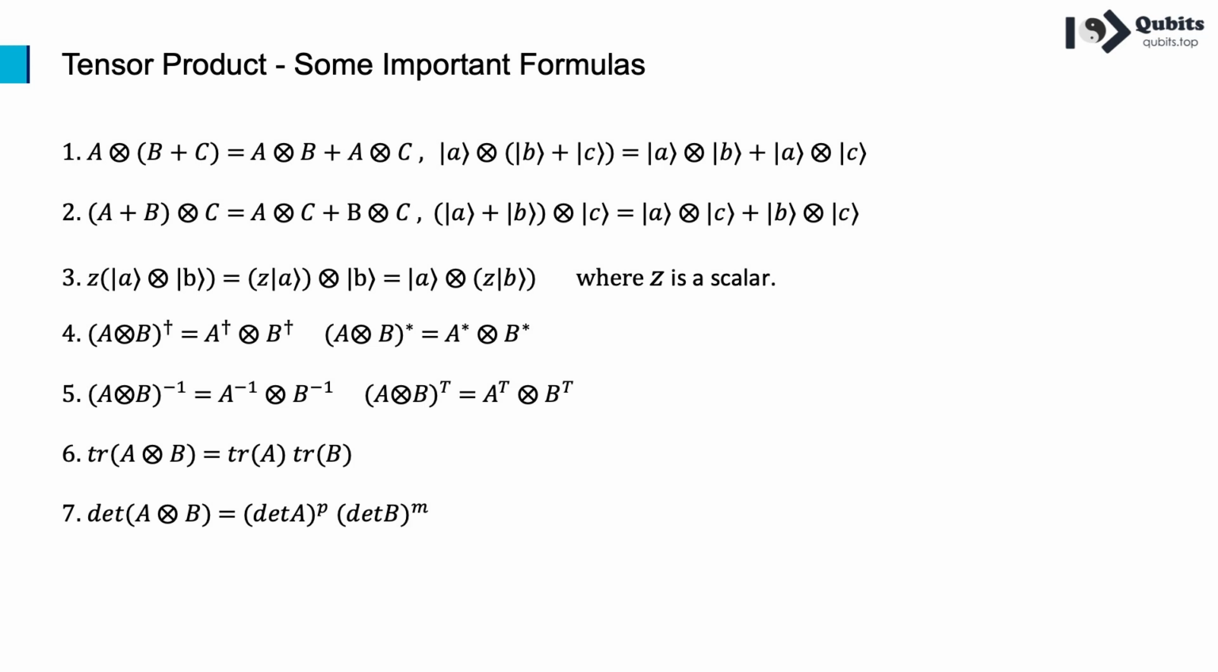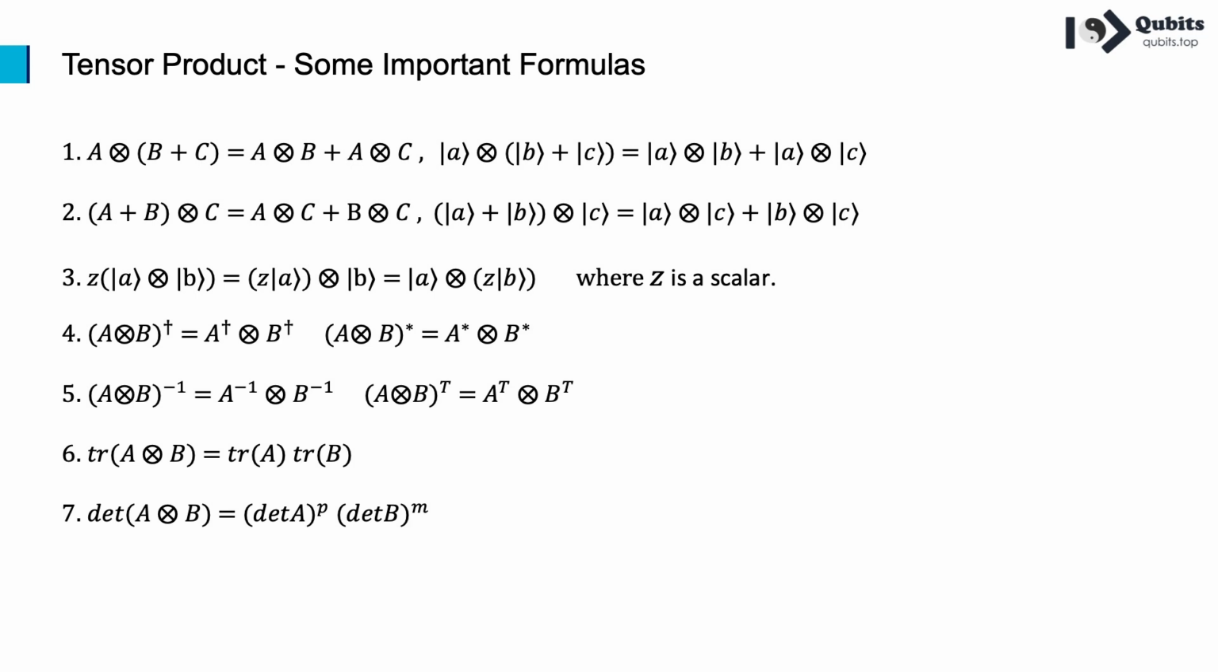The inverse of a tensor product is the tensor product of the inverses of the individual quantum systems. This property is useful for certain quantum algorithms that require the manipulation of the inverse of a quantum system. The trace of a tensor product is the product of the traces of the individual quantum systems. This is useful for calculating certain properties of quantum systems, such as their eigenvalues.